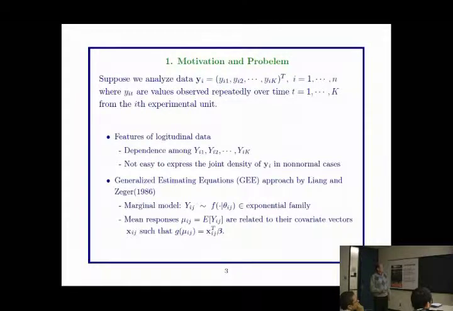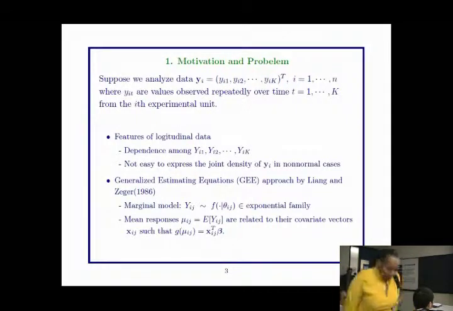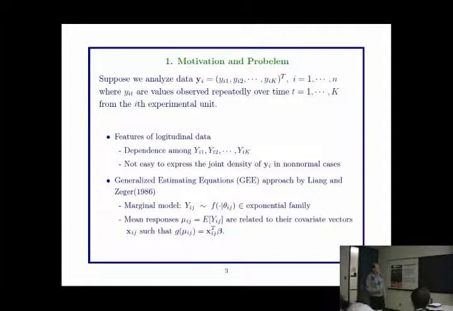Even if we know the marginal distribution of these and also the correlation, still there is no way to figure out the joint density function. So there is no way to use the standard approach to analyze such data. In 1986, Liang and Zeger suggested a nice approach, which is called generalized estimating equations. In their approach, they first model the marginal variables, so they get the marginal model. That means they introduce the class of marginal distributions.